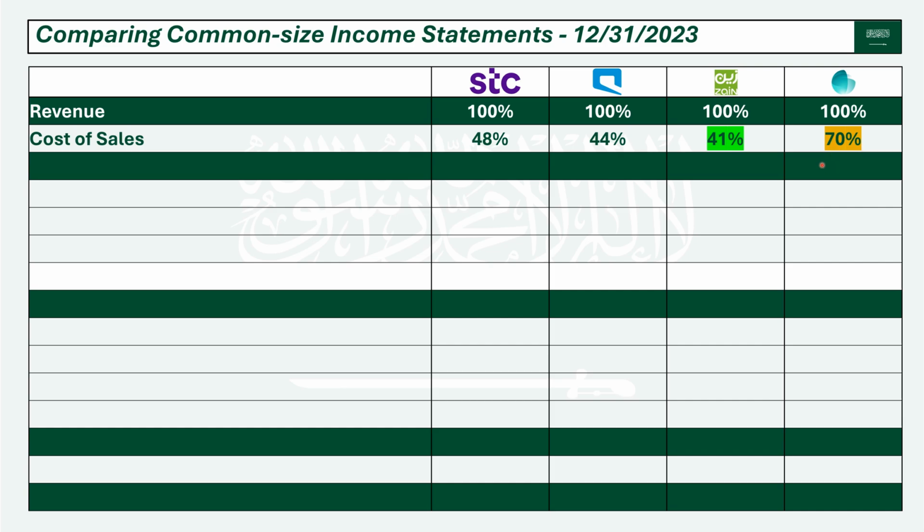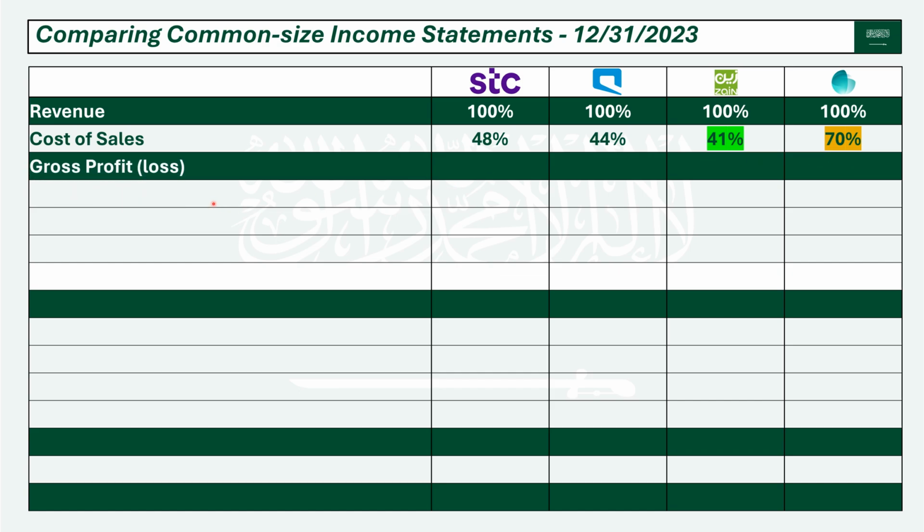Did you notice that the figure for Zain is 41, 44 for Mobily, and 48 for STC, while it is 70% for Go Telecom? I guess the reason for that is that Zain, Mobily, and STC are MNOs, mobile network operators, while Go Telecom is an MVNO. So being a reseller of mobile network services, it has that high cost. I'm not sure about that, but this is a guess.